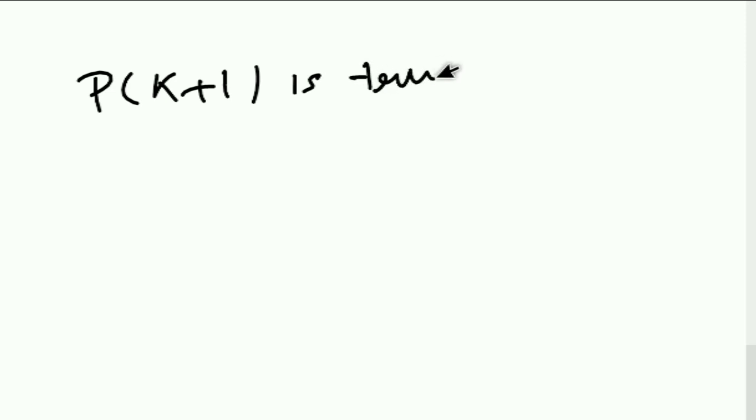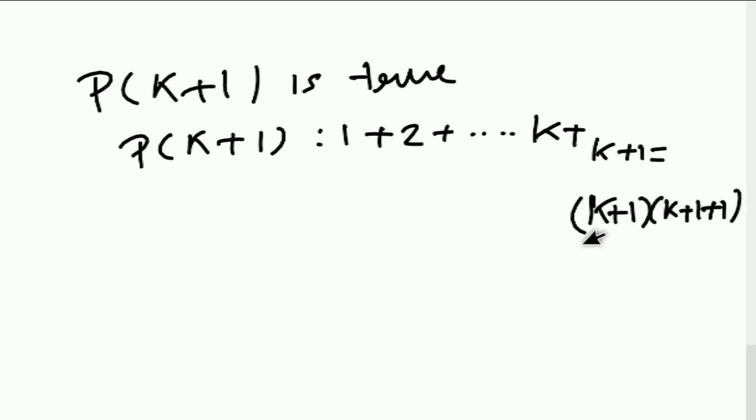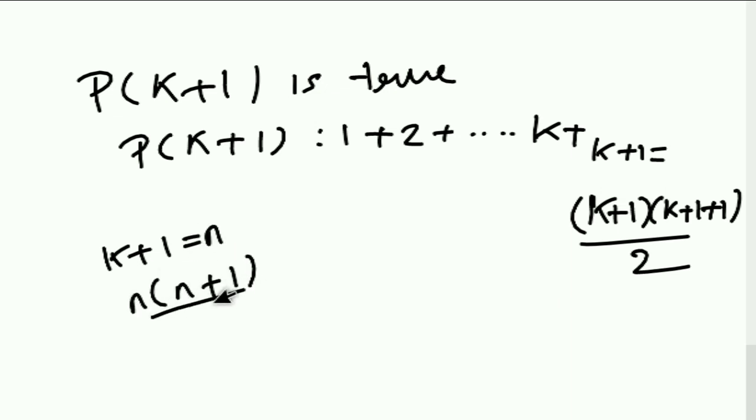So how will we prove it? We have to prove P of k plus 1 is true. So what will be our mathematical statement in terms of k plus 1? It will be like this: 1 plus 2 plus dot dot dot k, and then k plus 1, and we have to prove that this is equal to k plus 1 multiplied by k plus 1 plus 1 divided by 2. It is nothing but we have substituted k plus 1 instead of n, since we had that formula n into n plus 1 divided by 2.